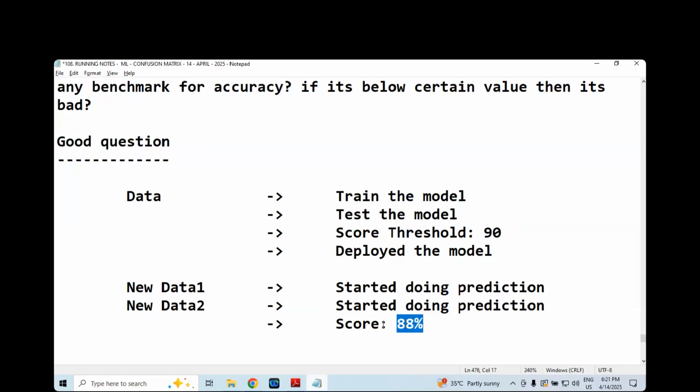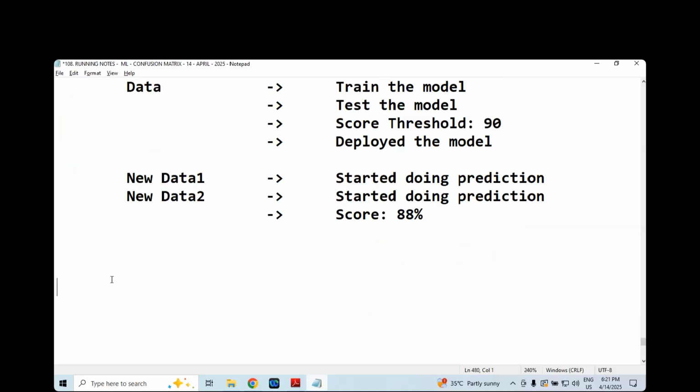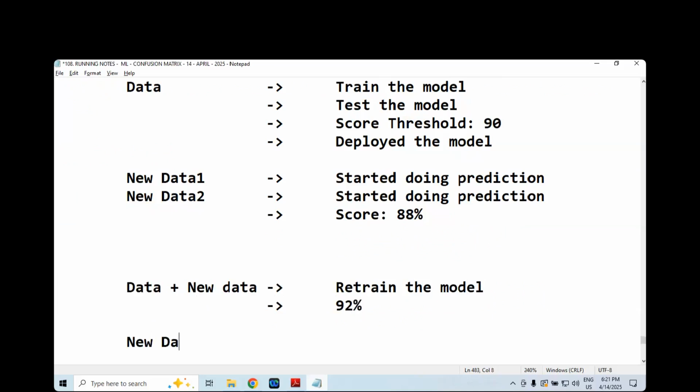Now here is the story. Daniel, why? Because think like here are 10 patterns, and here some new 2 patterns came. The model is failing. Then what we need to do is retrain the model with data plus new data. Now the model score will be, think like, 92 accuracy. Then again new data 3. Sir, this is what keeps happening in real time. That's why data scientists continuously monitor.